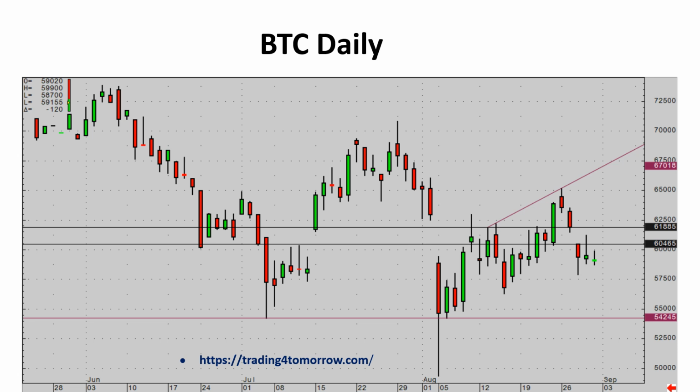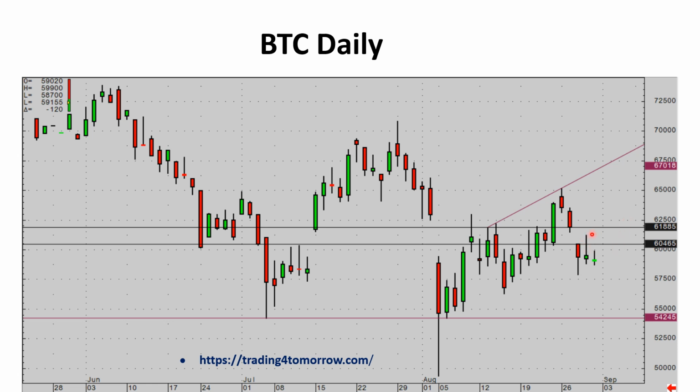Okay, so Bitcoin had a bit of a wobbly week. It started very well, it had a good rally. It just couldn't hold on to that, and then during the week it fell away. So I've got resistance at 67,018. Now there's a gap formed there.